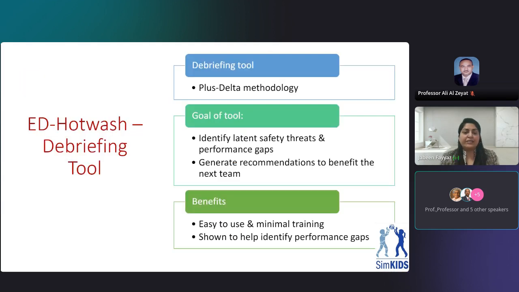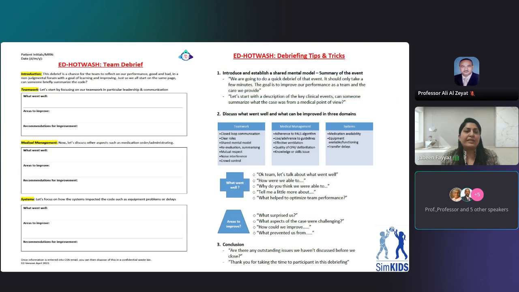So you can see here, if you go to the teamwork, what went well, areas to improve, and what are some of the suggestions. Then medical management, what went well, what are the areas to improve, and what are some recommendations. And same is, what are the system related themes, what went well in the whole system, that is our communication, and how do we manage the patient in the ED.